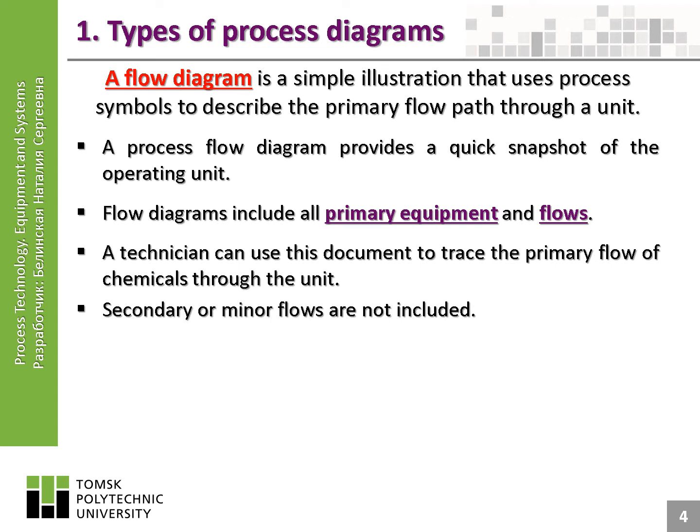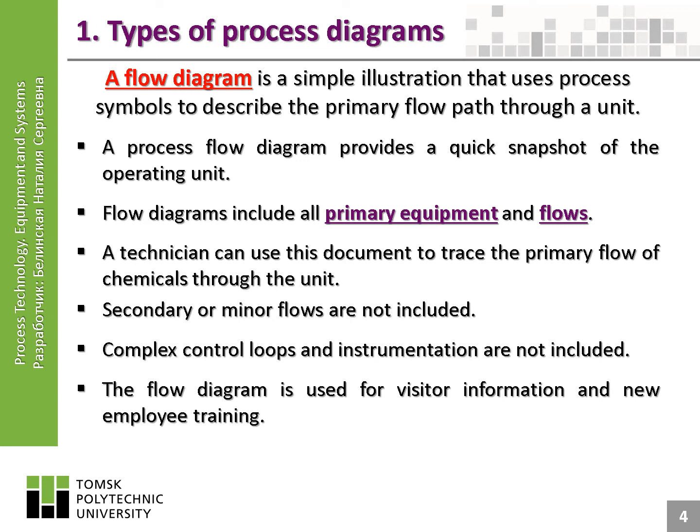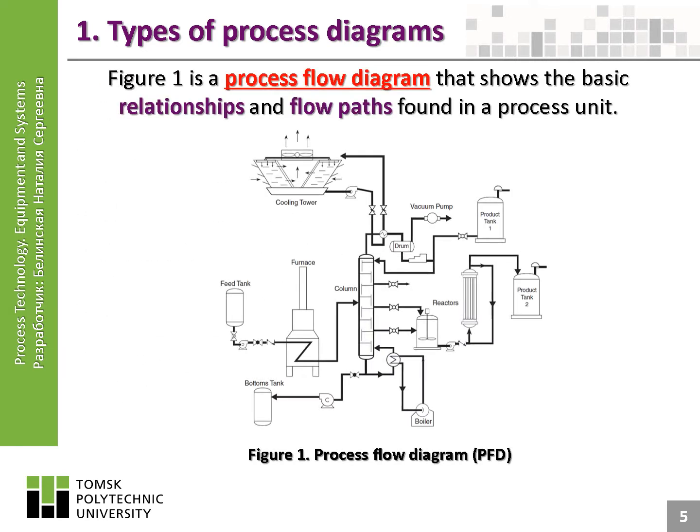Secondary or minor flows are not included. Complex control loops and instrumentation are not included. The flow diagram is used for visitor information and new employee training. Figure 1 is a process flow diagram that shows the basic relationships and flow paths found in a process unit.